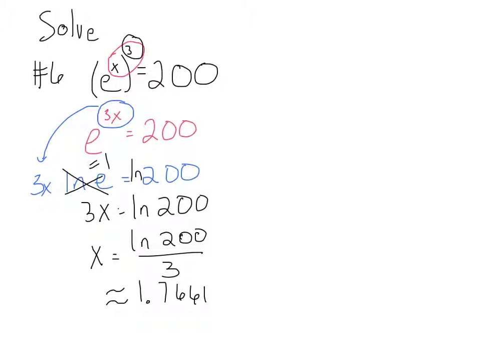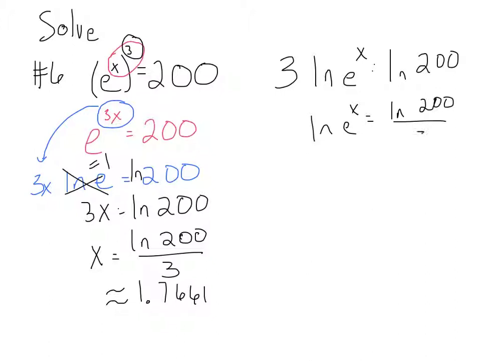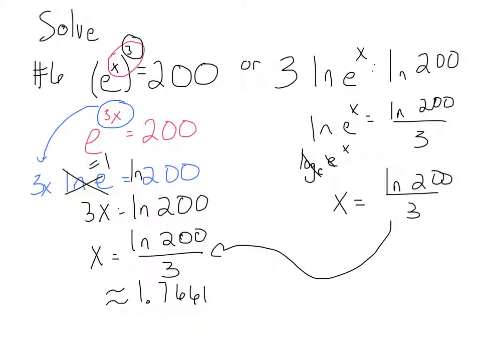Now, there are other ways to do that problem. You could have taken the 3 and thrown it out front and just taken the natural log of e to the x equal to the natural log of 200. Now, how did that help you? Well, if you divide both sides by 3, you have the natural log of 200 divided by 3, and here you have Lenny again. Well, Lenny is really just the log in base e of e to the x. See you later. X equals the natural log of 200 divided by 3. So this was just an alternative way to do the same problem.